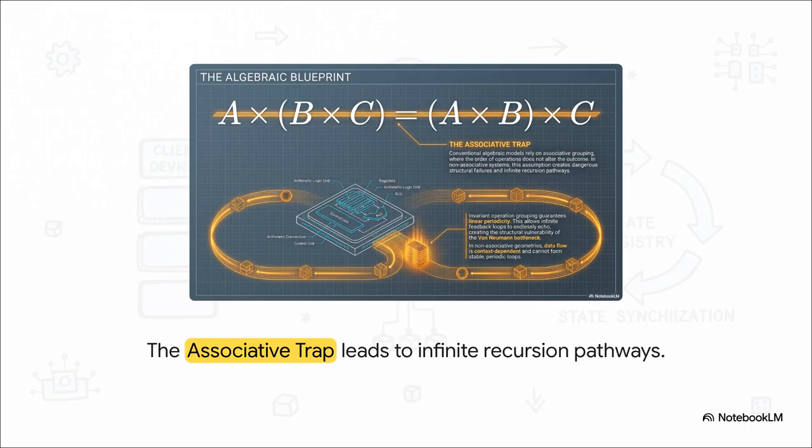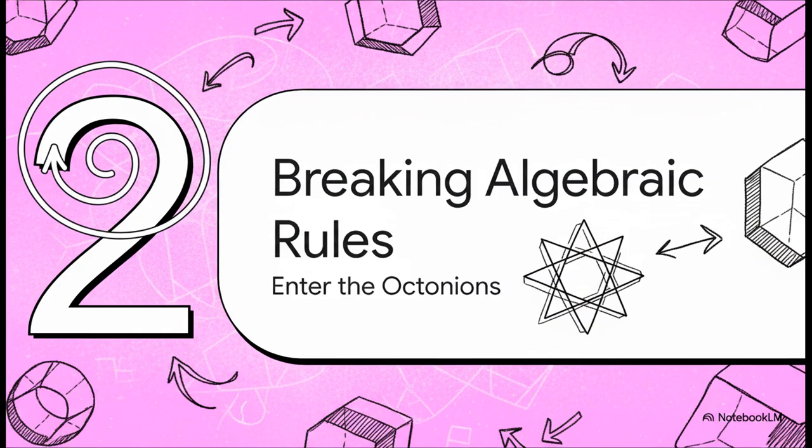Because standard math is so perfectly stable, a broken piece of code can literally just echo back and forth forever, eating up all your memory and completely freezing your system. It's the classic von Neumann bottleneck. So how do we fix it? Part 2, breaking traditional algebraic rules and entering the Octonions.